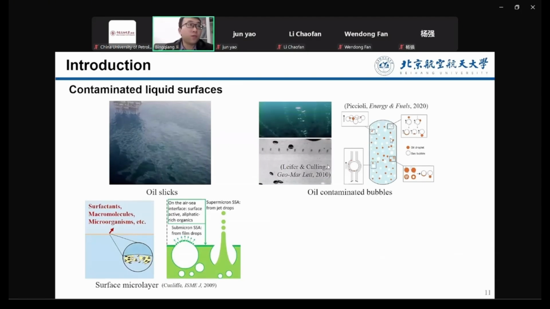This layer can also be formed by oil leaks. This generates an oil-covered interface. Also, due to the biological activities in nature and the biochemical reactions in industry, the water surface layer can also contain surfactants and macromolecules, exhibiting surface viscoelasticity.